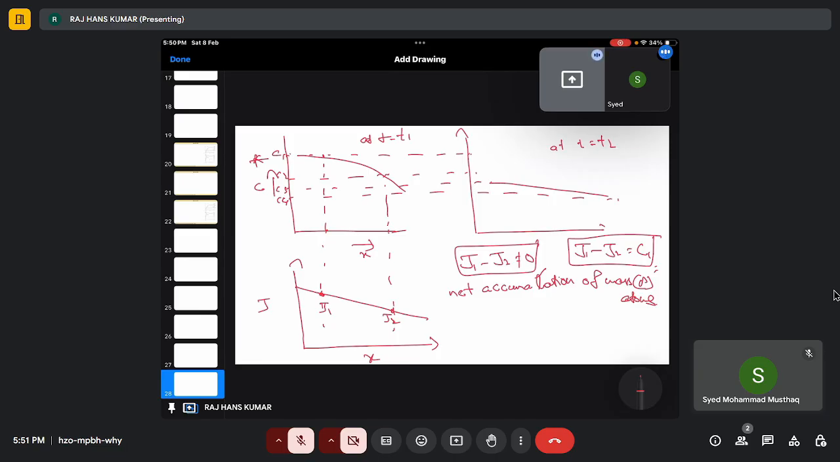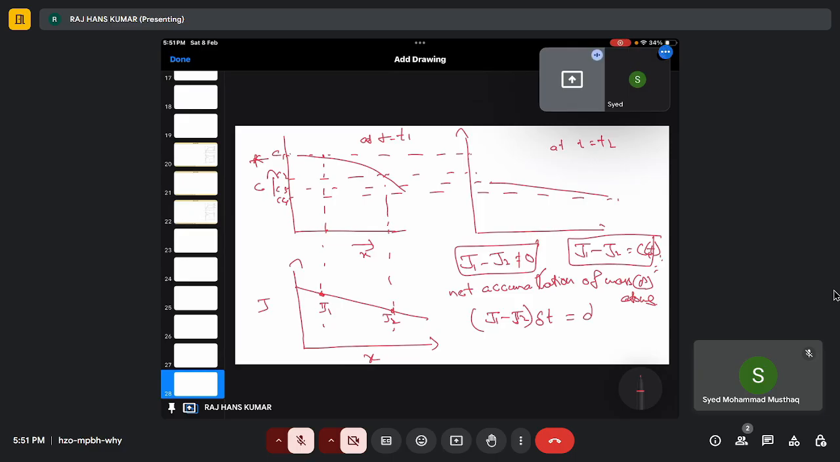If it's not a steady state, then C1 will depend upon time. Again, this equation becomes more complex, right? Because we are adding the time term. So now, the net accumulation for a time dt, J1 minus J2 for a time dt, will be equal to the net accumulation. How much?